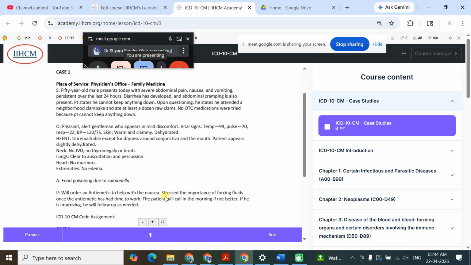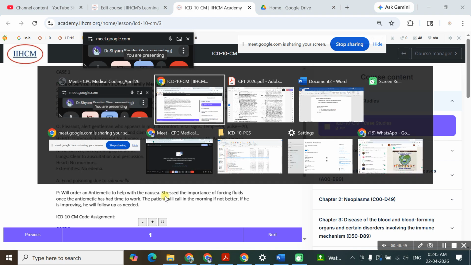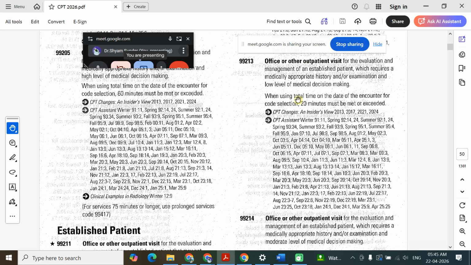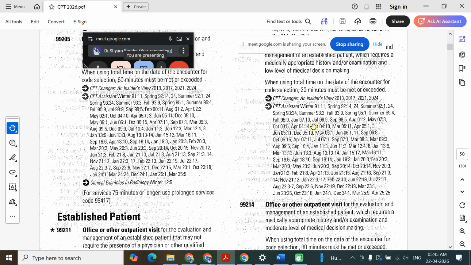Yes, if the provider is billing based on the time, it must be documented: how much time is spent. If you're billing just based on MDM, 99213, that's fine. You don't need to talk about the time. But if you're billing based on the time, yes, the physician must document.